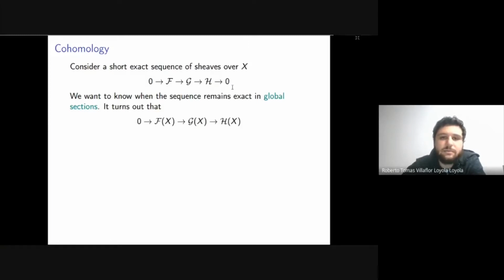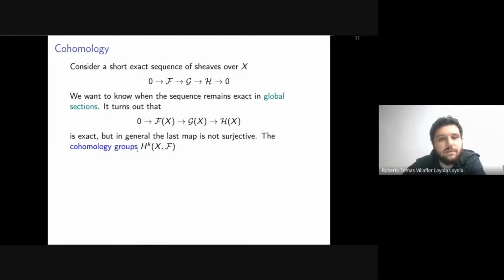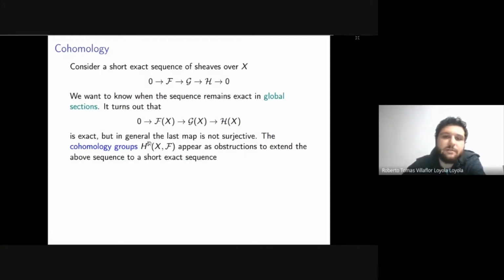It turns out that in general we have this exact sequence, but this last map is not always surjective. This motivates the definition of the cohomology groups with coefficients in a sheaf. In fact, this cohomology group will appear as obstructions to this problem of determining when this exact sequence extends to a short exact sequence.